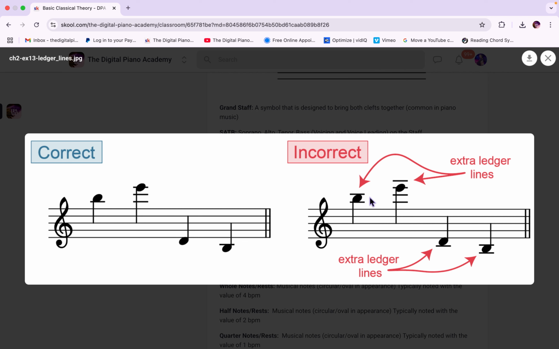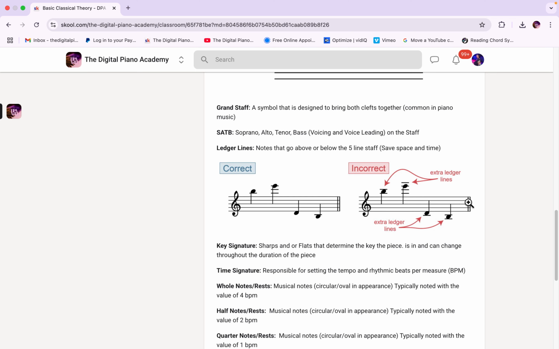So the extra ledger lines are kind of just amateur, and they can be helpful for people who are still learning to read ledger lines, but in most common classical music, you're not really going to see that. So that's just something to keep in mind.